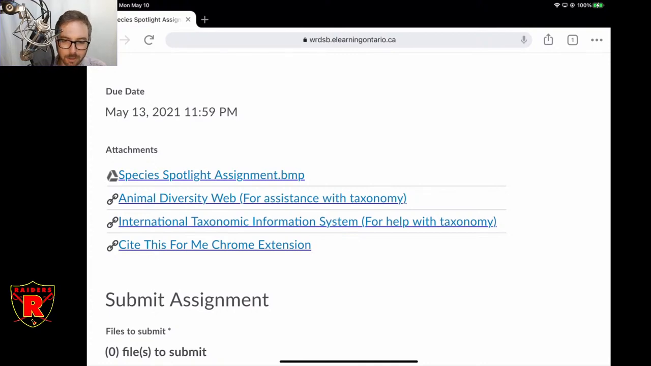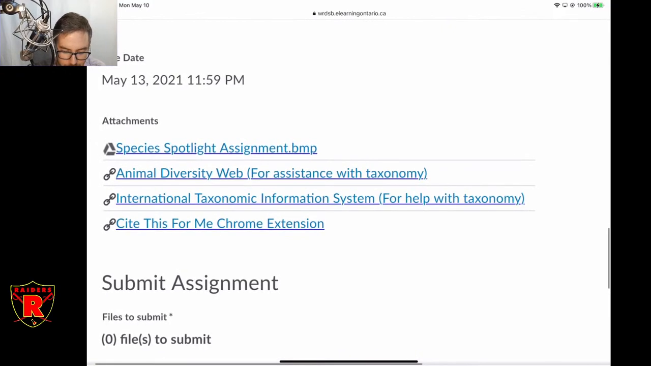So there are two services that exist. There are probably more than two, but these are the two that I used in university and that are commonly used. One is called the Animal Diversity Web, and the other one is called the International Taxonomic Information System. Both of those are large repositories of taxonomy information. And you can usually search your species by common name, although if you have the scientific name, that's helpful as well, then you can narrow it down usually. And it gives you the full taxonomic structure for that particular species.